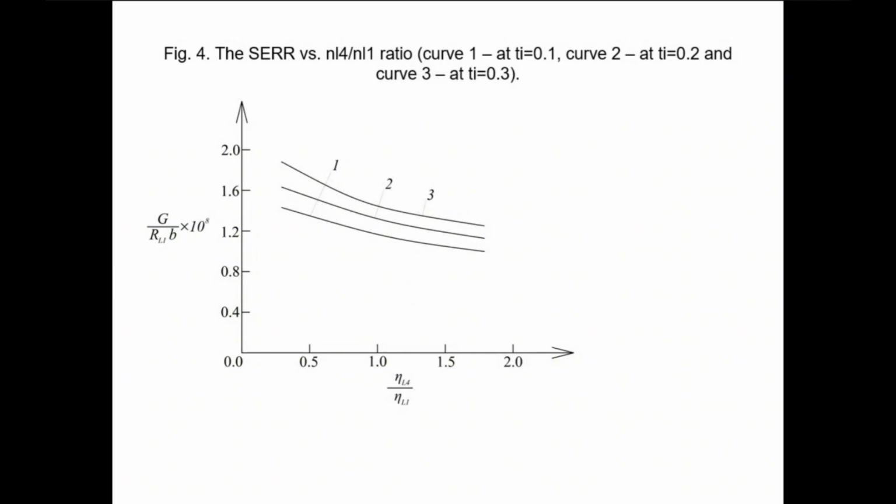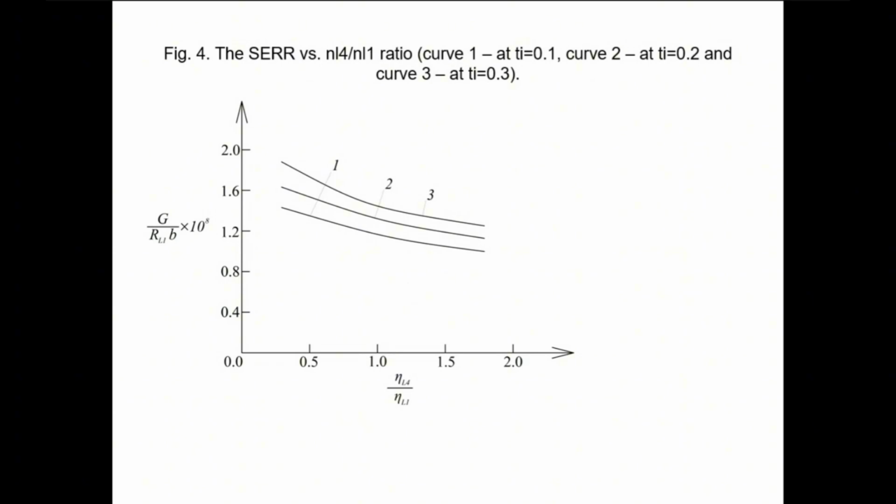The quick rise of the strain energy release rate can be explained by increase of the normal and tangential acceleration. The reduction of the strain energy release rate with growth of RL4 to RL1 ratio is a consequence of increase of the structure stiffness.